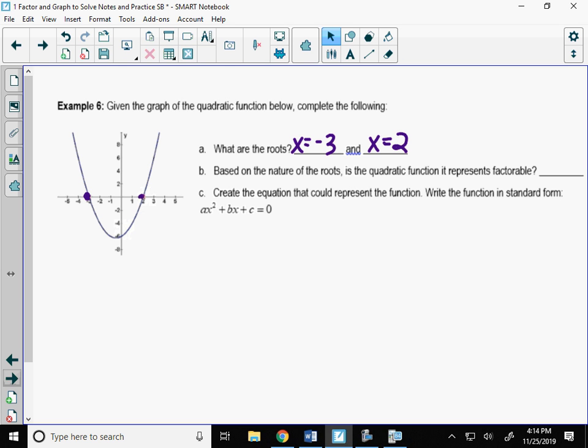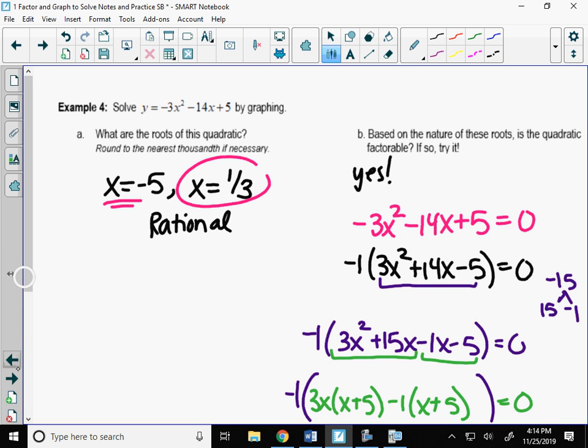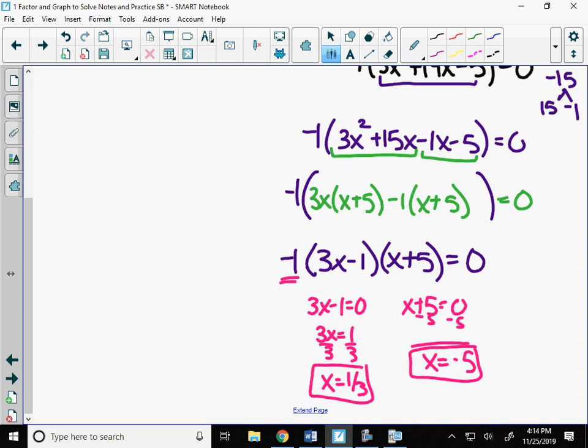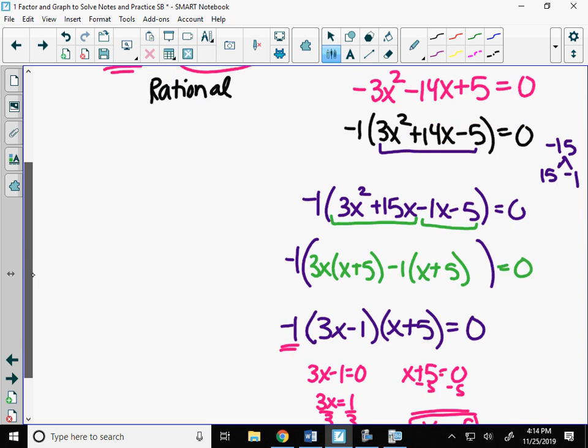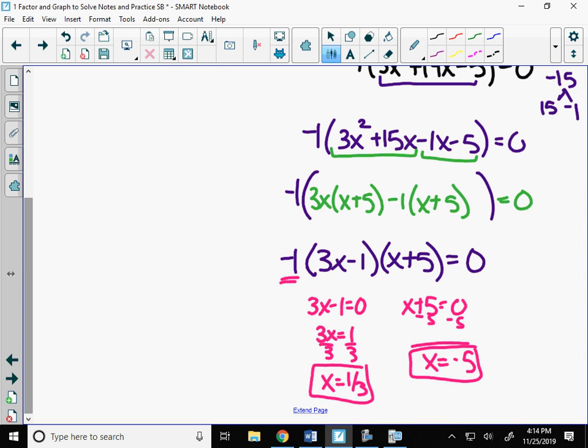All right, so based on the nature of the roots, is this quadratic function factorable if we knew the equation? And the answer there is yes, because those are rational numbers. So we're going to come up with the equation that you could factor for that quadratic. So we actually have to work backwards here. Now I want you to think back to this problem, example 4. We found our answers, the roots from graphing, right? From factoring as well. So when I have these roots, they came from factors that look like that. So somehow I have to figure out the factor that the root came from.